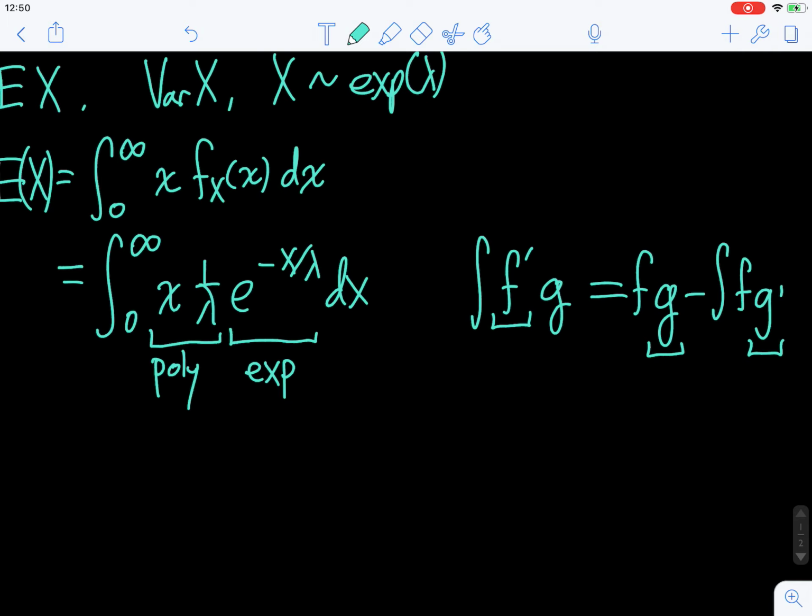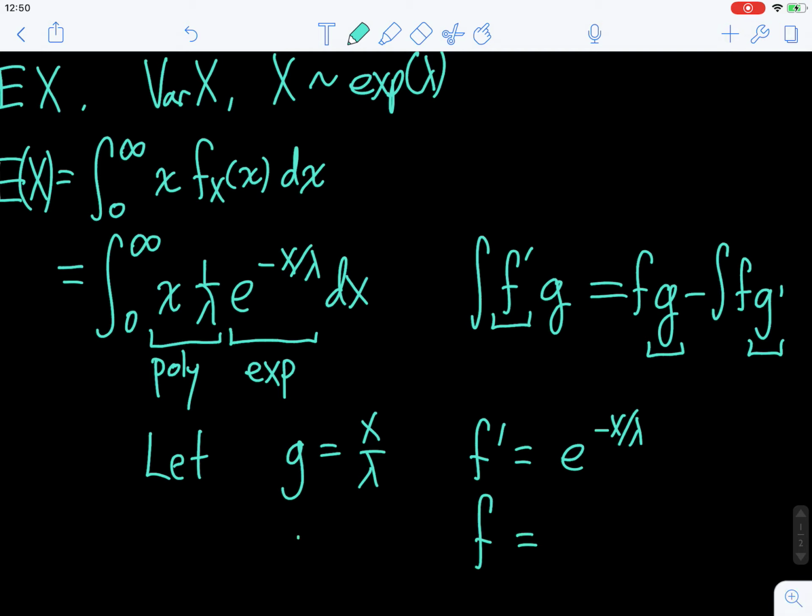Okay, let's plug that into our formula. And so letting g be x over lambda, and then f prime being e to the negative x over lambda. Let's think about what f is. Okay, g is easier, so let's start with the g. The derivative of g, g prime, is 1 over lambda. Okay, and when we integrate f prime, then we'll get e to the negative x over lambda and negative 1 over lambda. I did that in my head, but then you can check by using the chain rule that indeed if we derive our function, we'll end up here.